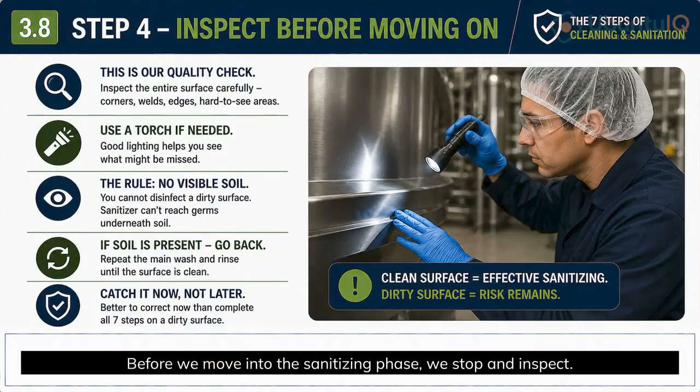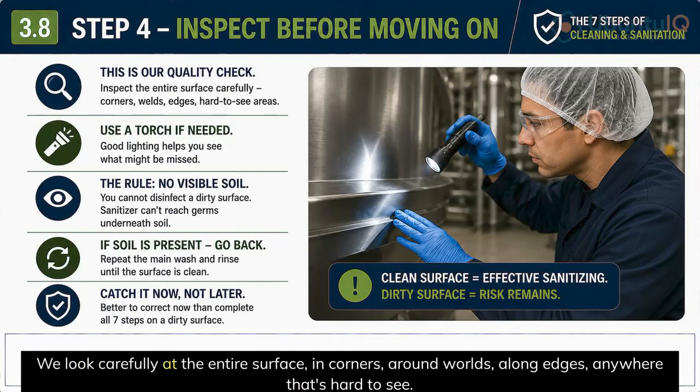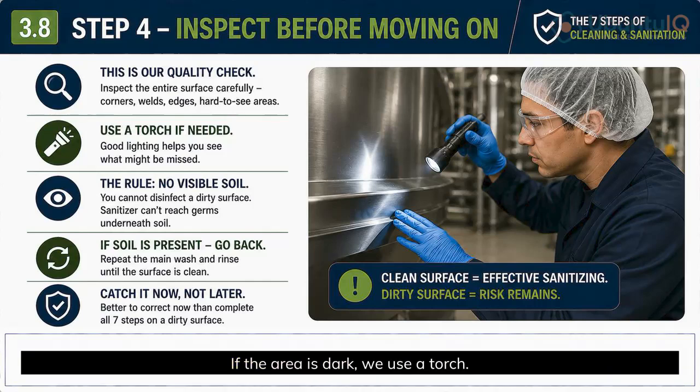Before we move into the sanitizing phase, we stop and inspect. This is our quality check. We look carefully at the entire surface, in corners, around welds, along edges, anywhere that's hard to see. If the area is dark, we use a torch. The rule we're checking for here is one of the most important rules in food safety. You cannot disinfect a dirty surface.